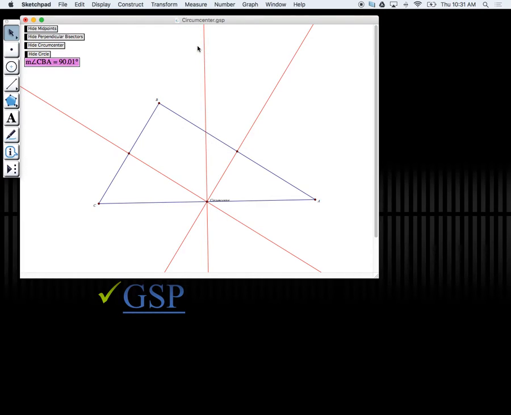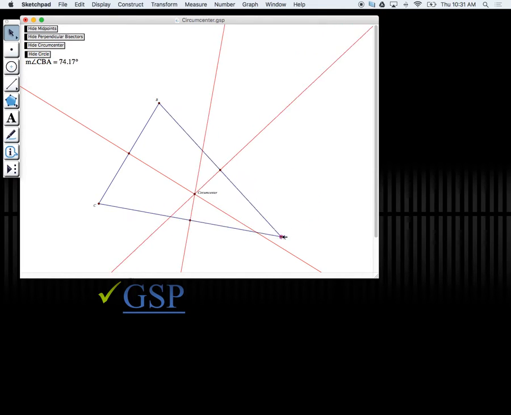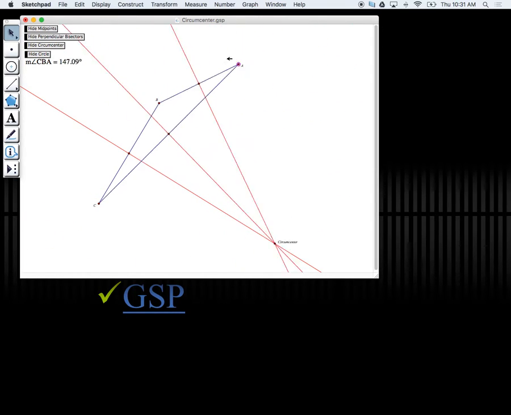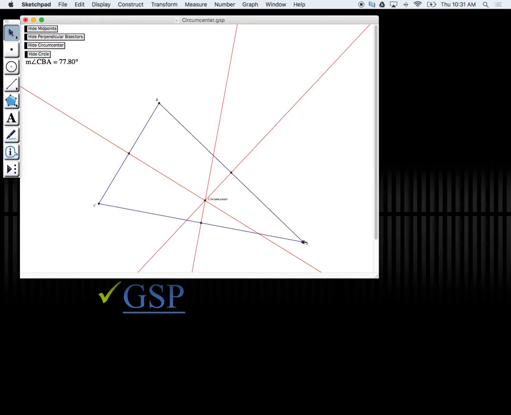Measure angle. Ooh, that's pretty close to 90. We'll take it. And you were 100% correct. When it's a right triangle, the circumcenter goes to the midpoint of the hypotenuse. So we can grab any one of these points and drag it around and see where the circumcenter goes.